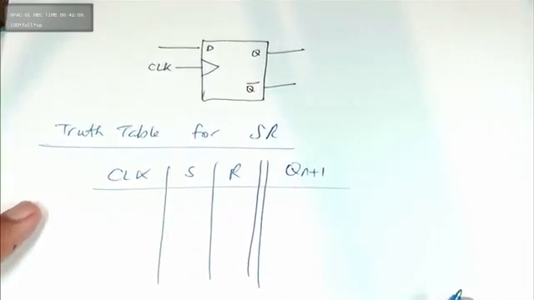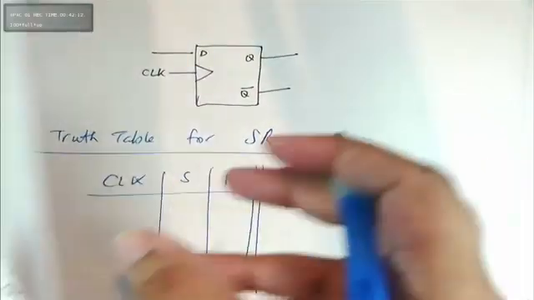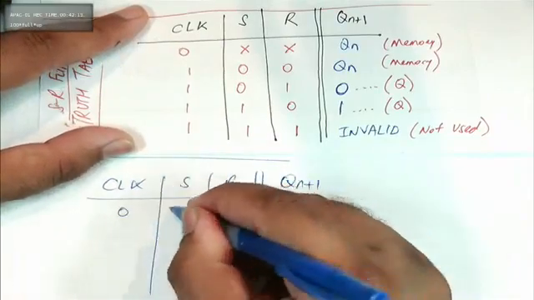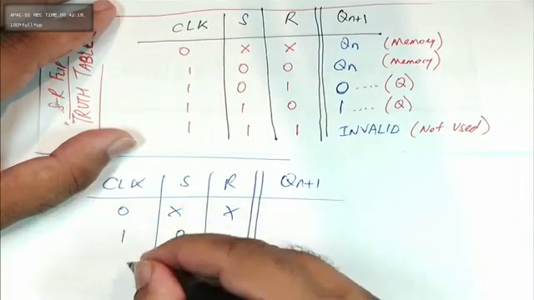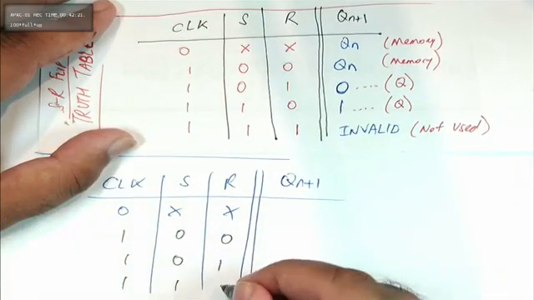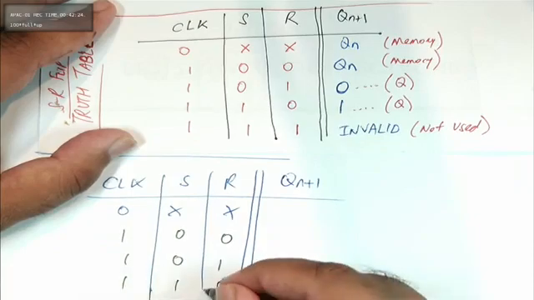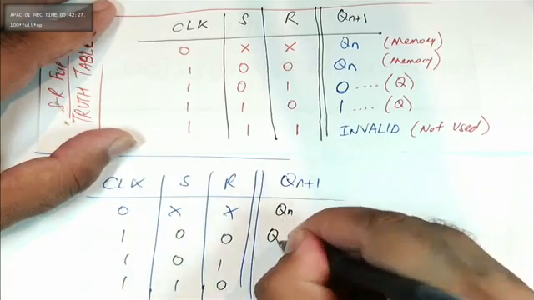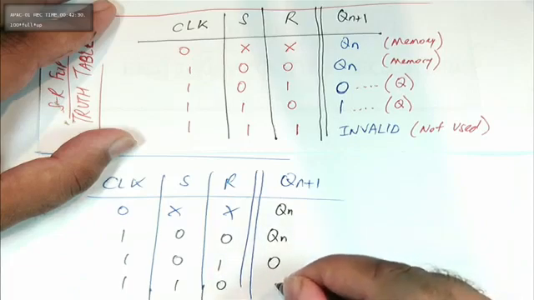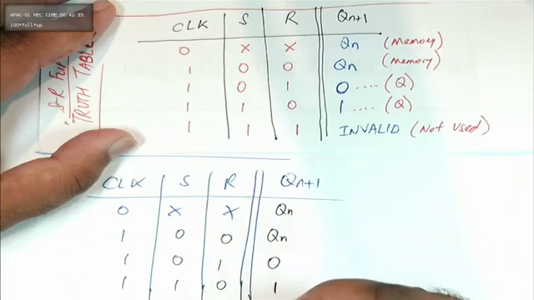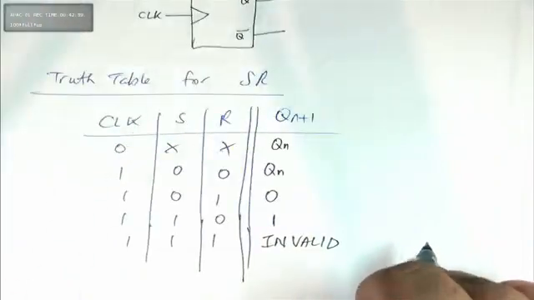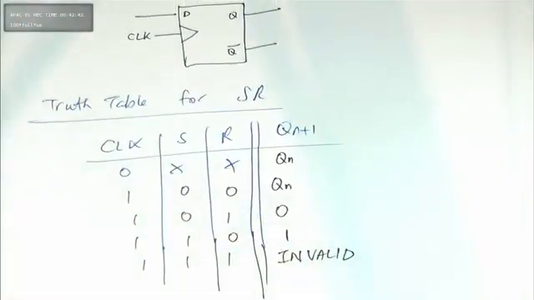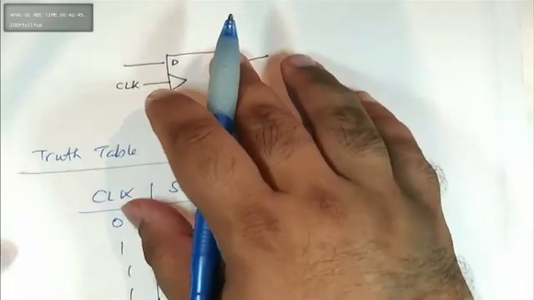Set. And we had, I'm just copying it from here, 0xx, 100, 101, 110, 111. And we said, hey, this is Qn, this is Qn, this is 0, this is 1, and we say, hey, this is invalid. Right? I just copy paste from here to there. SR flip-flop.